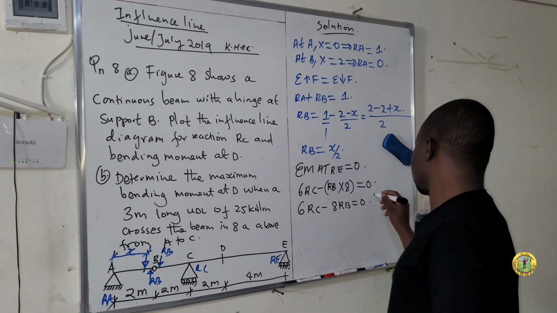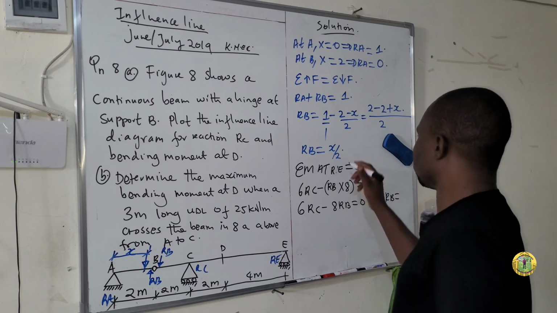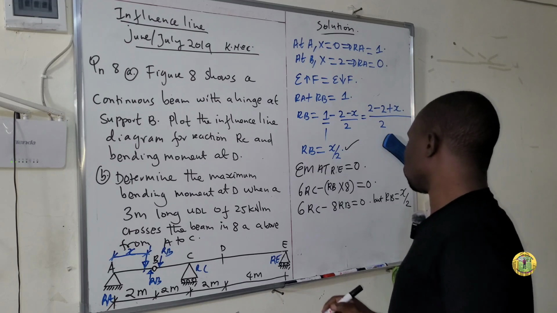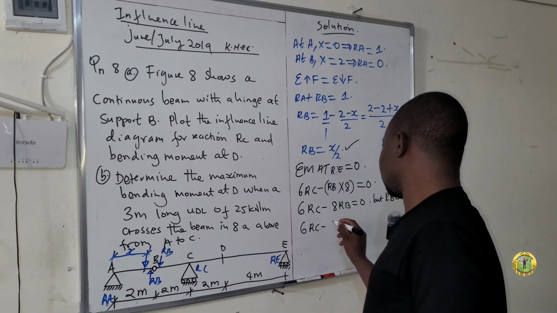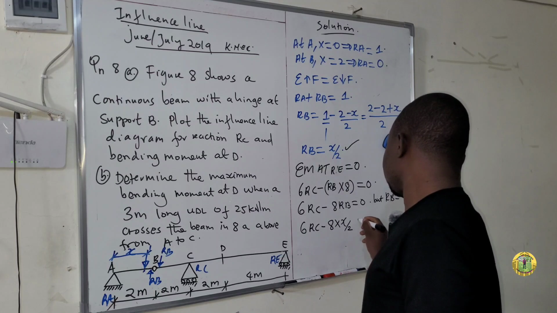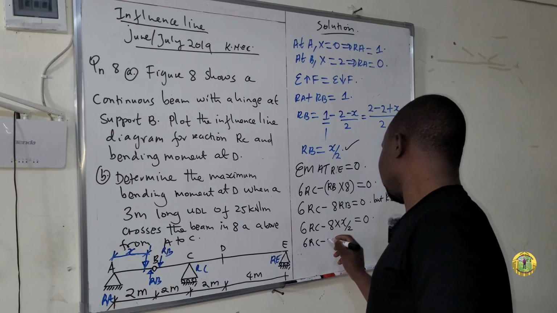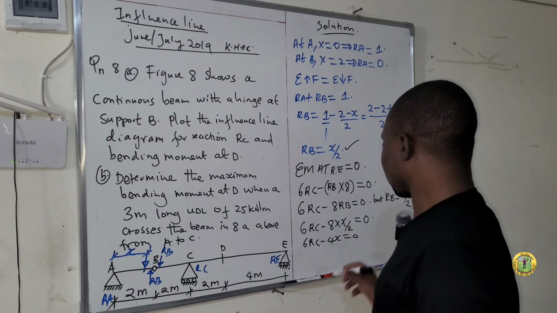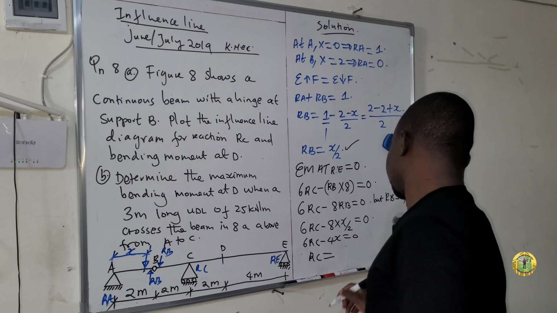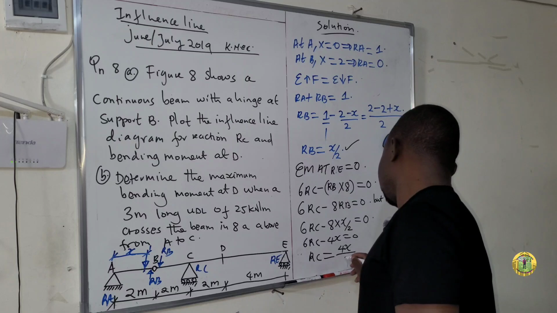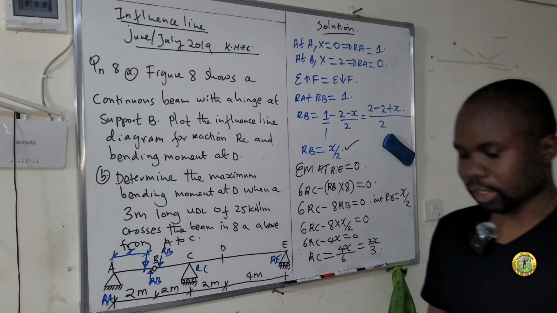But we already have RB as x over 2. Now we'll substitute RB with x over 2. So 6 RC minus 8 times x over 2 is equal to 0. So 6 RC minus 4x is equal to 0. So RC is equal to, 4x will cross to the other side, 4x over 6, which is equal to 2x over 3. So this is RC.